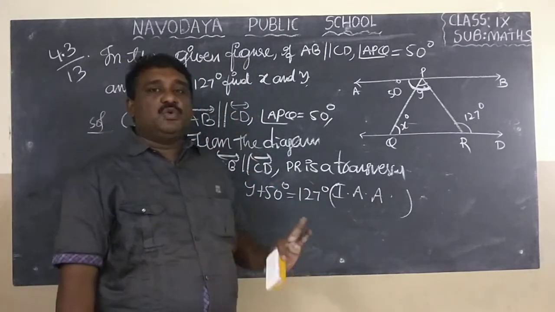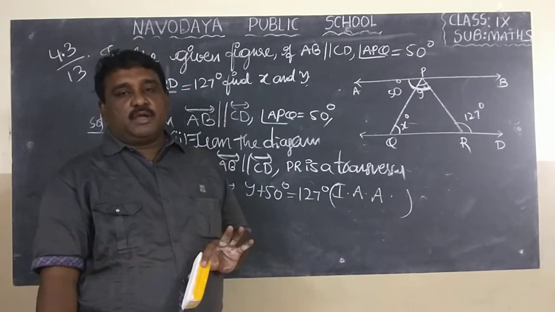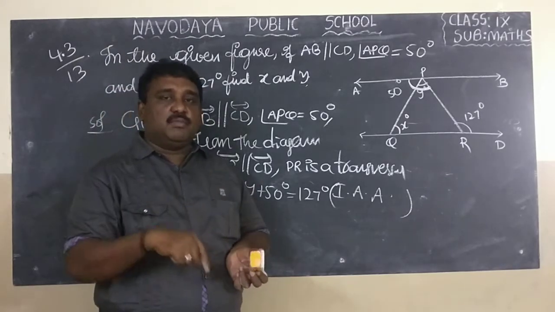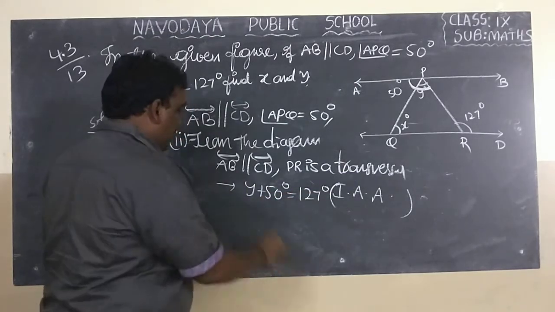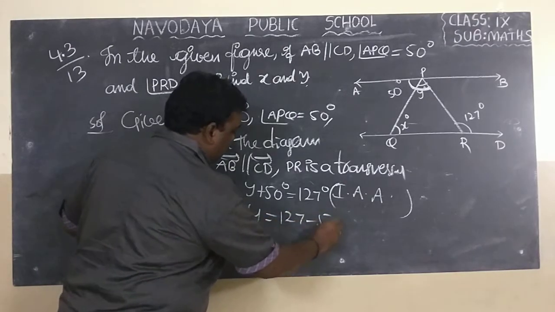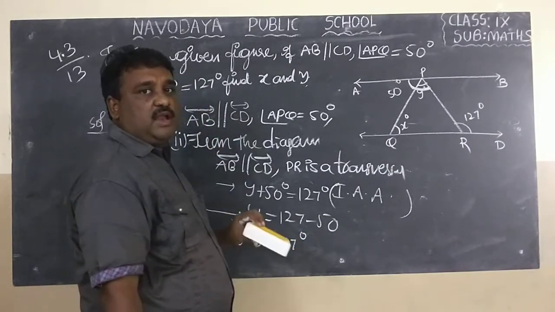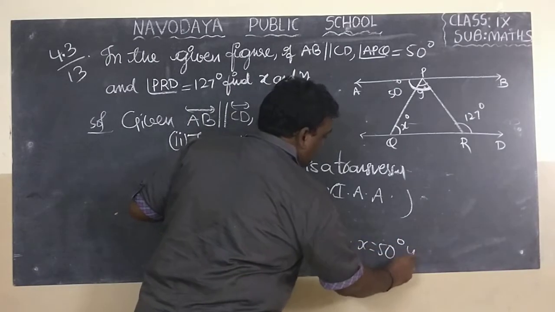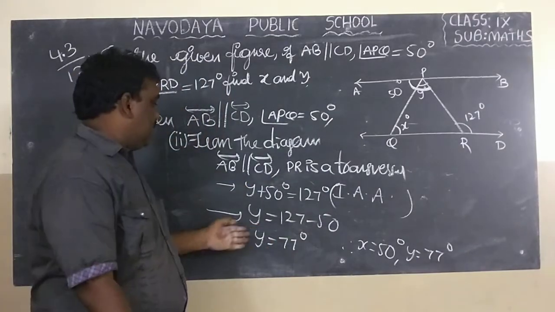Y plus 50 together form an interior angle. 127 is also an interior angle. They lie on either side of the transversal and are not adjacent. Such types of angles are known as interior alternate angles. Y plus 50 equal to 127. Y equal to 127 minus 50. Y equal to 77 degrees. What is the y value? 77. Therefore, x equal to 50, y equal to 77.